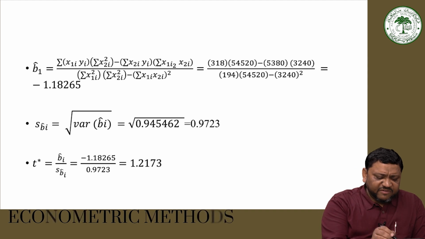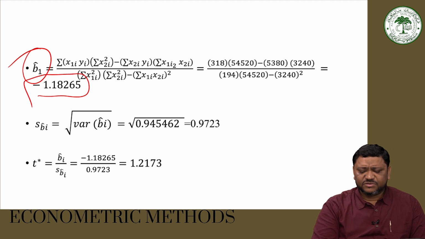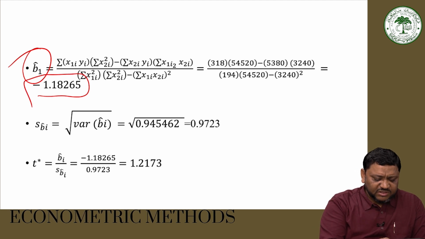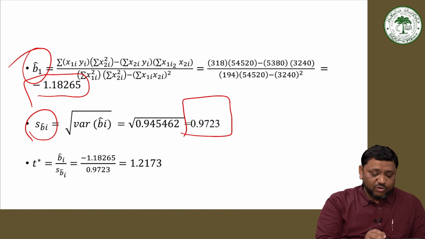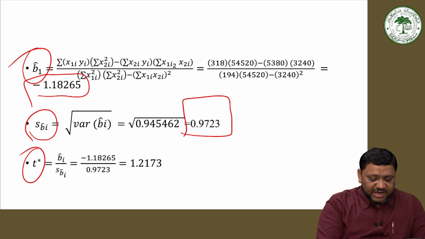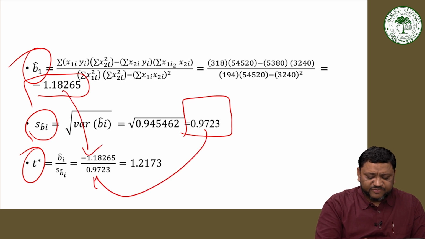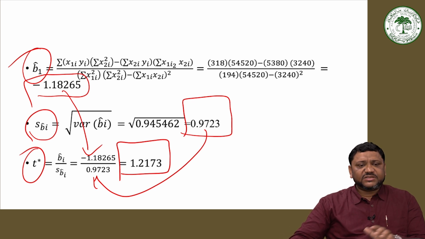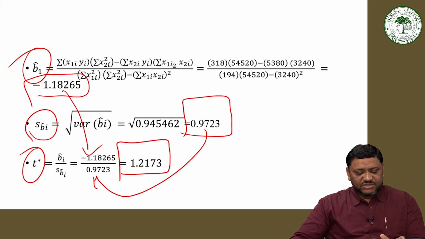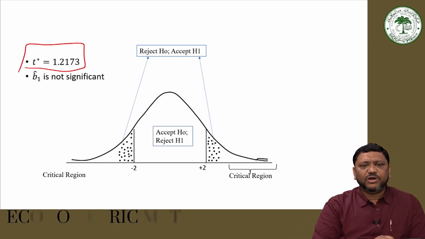So what we have seen, we have done the calculation of beta 1 hat, which is equal to minus 1.18. We have done the calculation of the standard error of beta hat, which is equal to 0.97. Now the t asterisk is equal to beta 1 hat divided by the standard error of beta 1, so this value divided by this value. This is equal to 1.2173. We are doing all this calculation in order to do the significance testing of the variable beta 1. My t calculated is equal to 1.21.